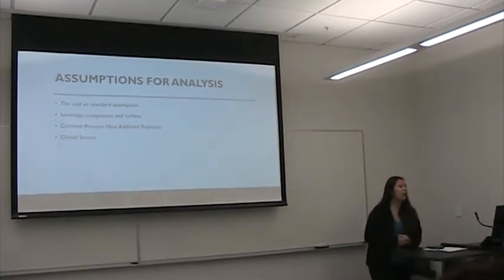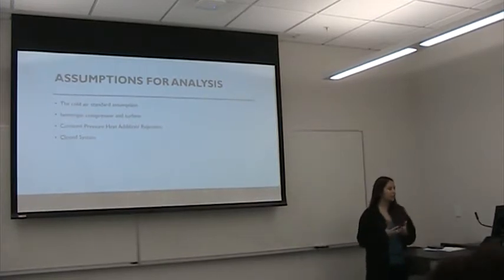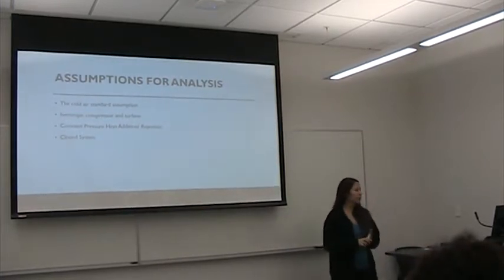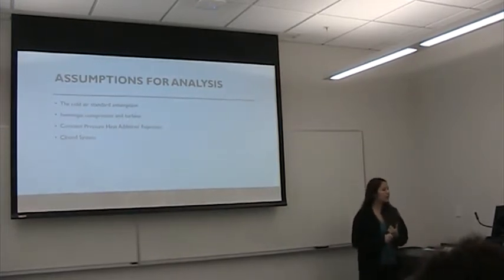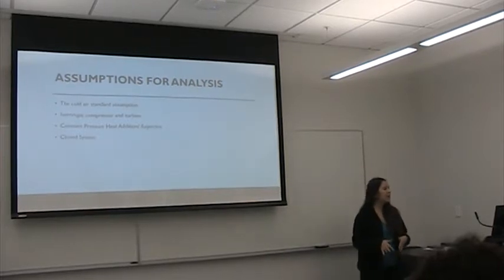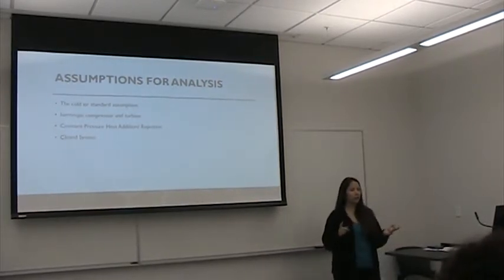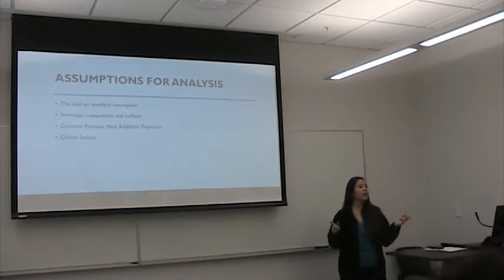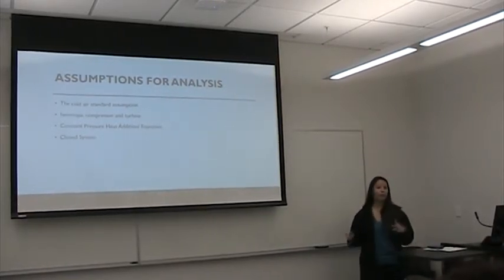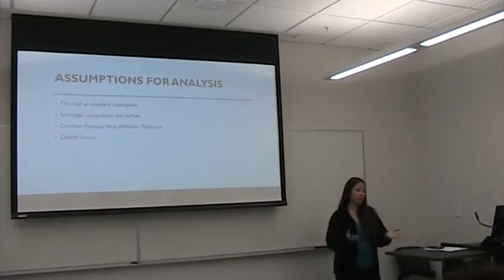So to analyze the ideal Brayton cycle, we have to make some important assumptions. Use the air standard assumption and know that the turbine and compressor are always going to be isentropic, and there's going to be constant pressure heat addition from 2 to 3 and constant pressure heat rejection from 4 to 1. And also, of course, that it's going to be a closed system, not an open system.